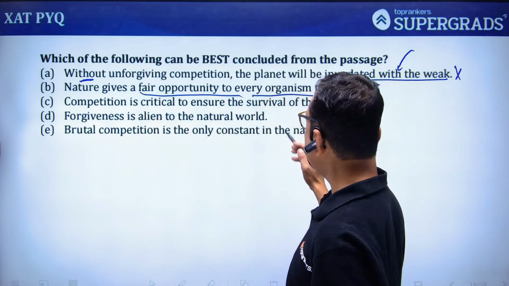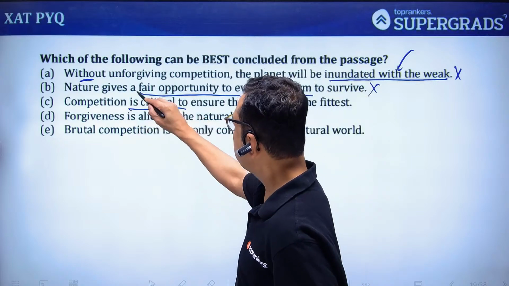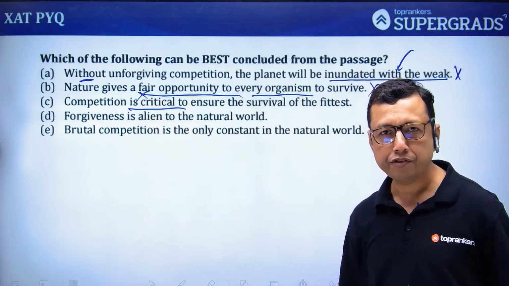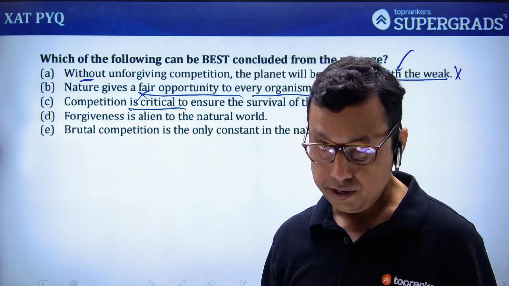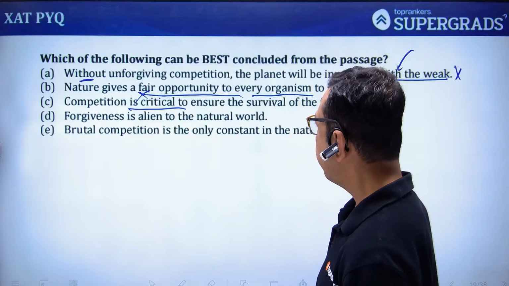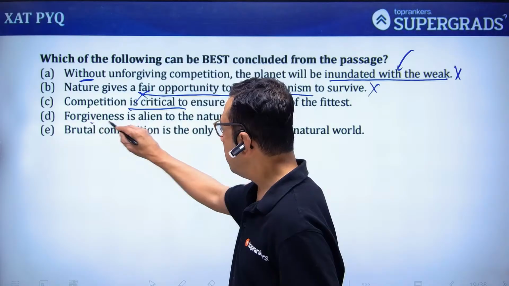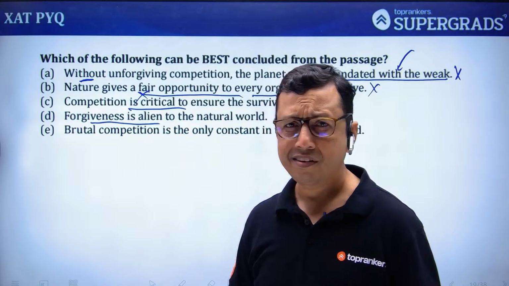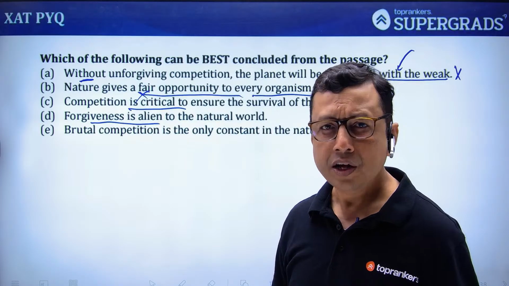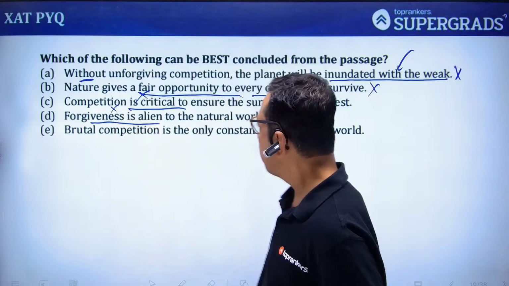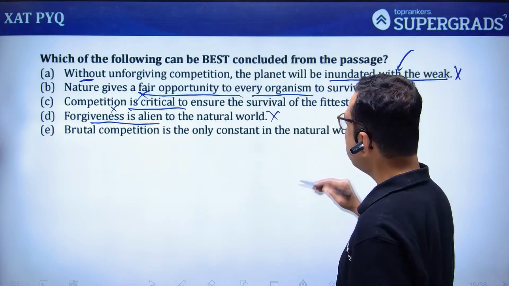Competition is critical to ensure survival. It does not say so. It says competition is brutal at best, but not critical, right? So this is also gone. Forgiveness is alien. Does the passage talk about forgiveness? Did you find it anywhere in the passage? Not at all. This is also out of scope. This is also eliminated.